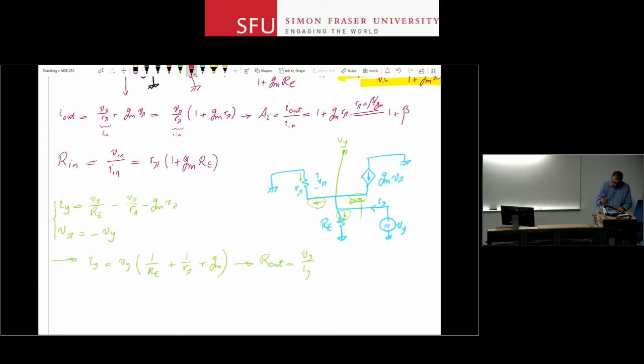Now, I'm going to make one more simplification here. Remember, R pi is beta over Gm. So 1 over R pi is much smaller than Gm. I'm going to ignore that term. It's going to be 1 over Re plus Gm. Okay. So that's R out.